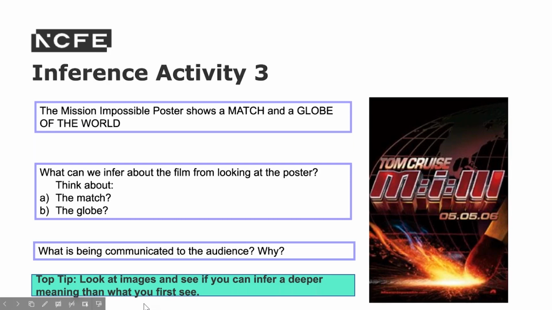Then if we think about, so what's being communicated to the audience, well, we know that it is an action film and that there's going to be a sense of danger that could affect the world. And the reason it's done is to persuade the audience to go and watch it.